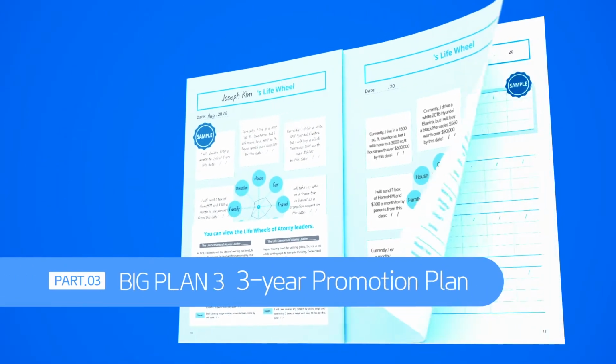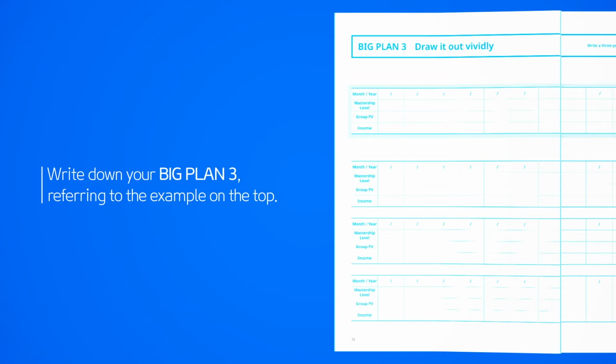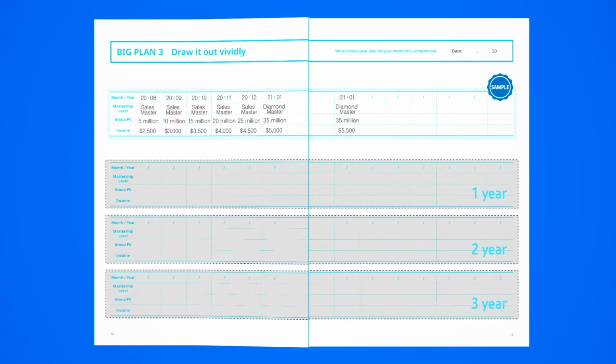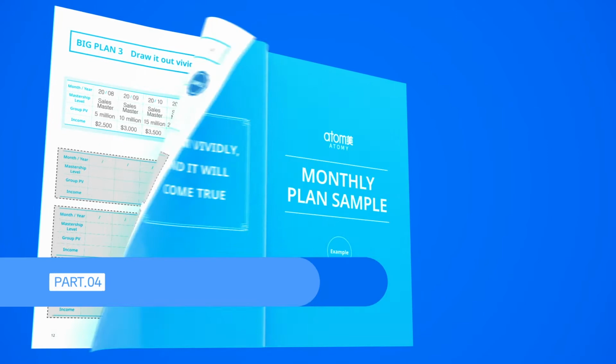Part 3, Big Plan 3. Here you can set and track your promotion goals in Atomy. Writing tip: give yourself 3 years to achieve your goals and write in detail the target mastership level, income, and PVs.